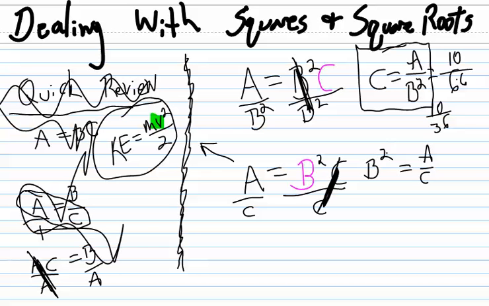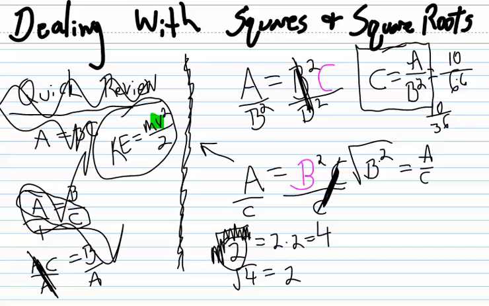And how do I get rid of a squared? Well, take a look at this. Let's say I've got 2 squared. Well, that's 2 times 2, and that is 4. So what is the square root of 4? Well, the square root of 4 is 2, because 2 times 2 is 4. So if I take the square root of 2 squared, that's basically getting rid of the squared. So the square root of 2 squared is 2. That means that the square root of B squared is just B. But whatever you do to one side, you have to do to both sides. So you wind up with B equals the square root of A over C.